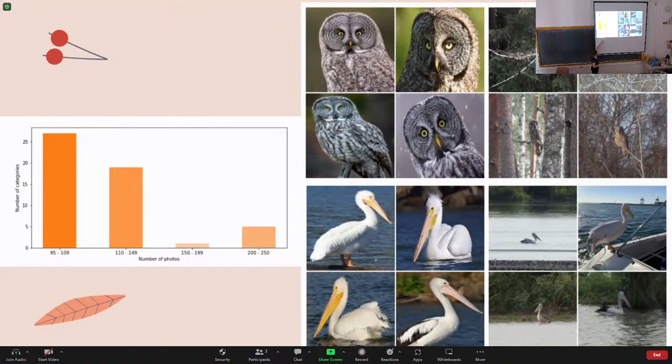We can see that only 6 categories have a number of images greater than 150, and most of the categories have 95 to 110 images. So in this context, data augmentation was applied to generate 300 images per class. In this picture, you can see a contrast between the Birds 400 dataset and the iNaturalist dataset. These images are more likely to be of interest in our context.